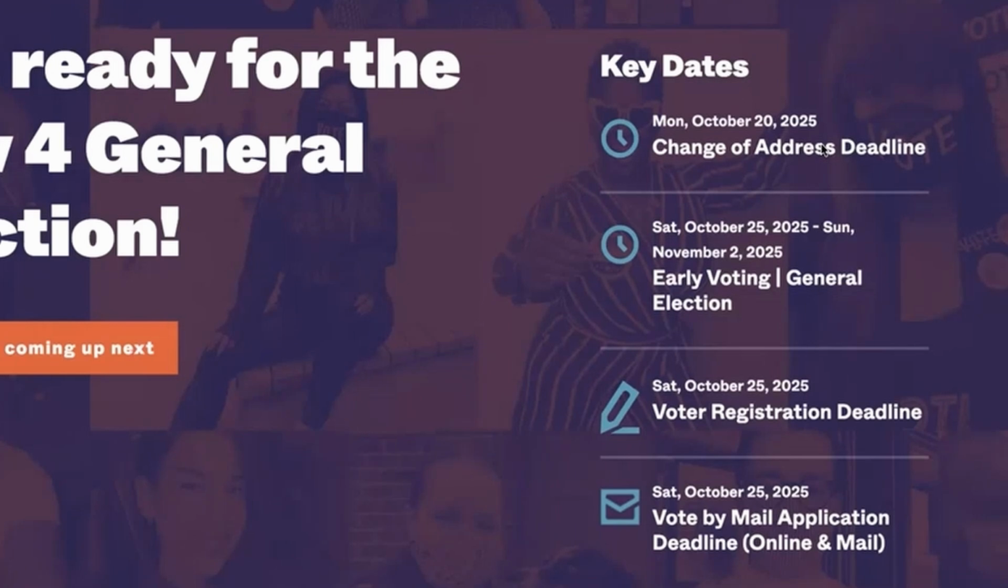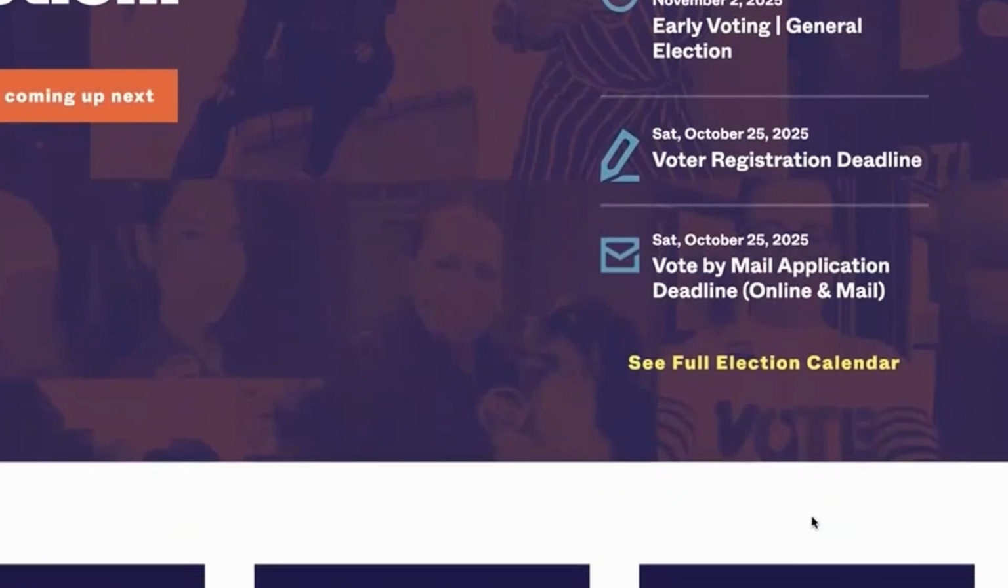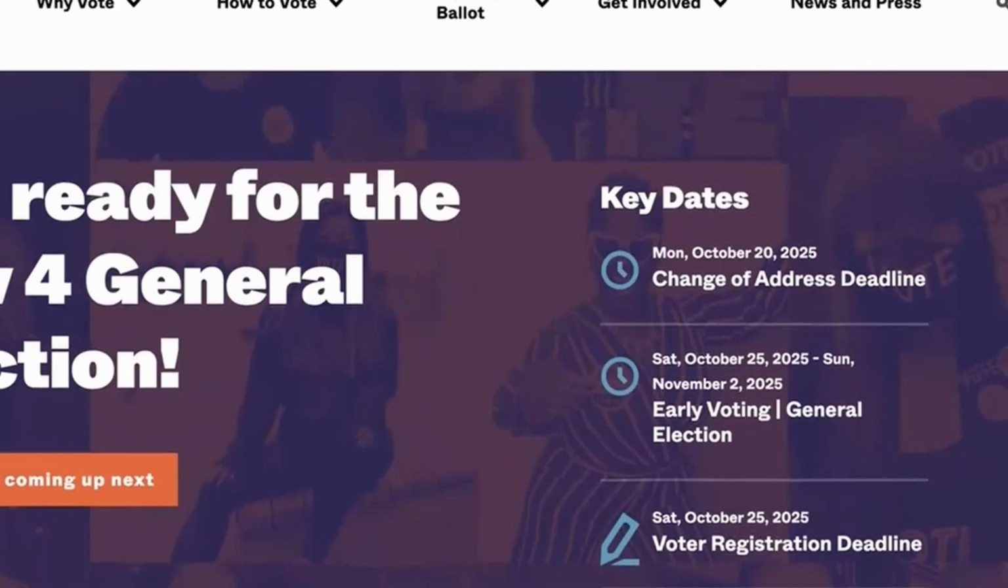October 25th is the deadline for a couple of things. You need to get your vote by mail application by October 20th. You need to apply for your vote by mail application by October 25th. And then actual election day is November 4th.